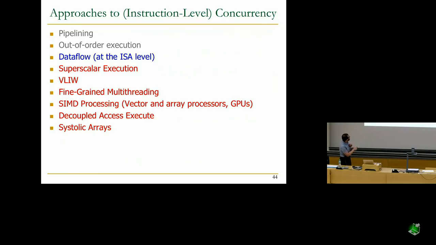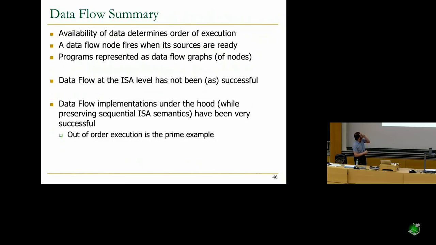But then we're going to look at some even more fun approaches like fine-grained multi-threading, SIMD processing, which is vector and array processors. And these two are actually employed by all modern GPUs. And we're going to look at GPUs, how they behave compared to these other engines that you discussed. And we're going to look at two other execution models, decoupled access and execute very quickly, and systolic arrays, which have become more popular recently with the machine learning accelerators that people are building in hardware. Okay, so let's do this review very quickly.